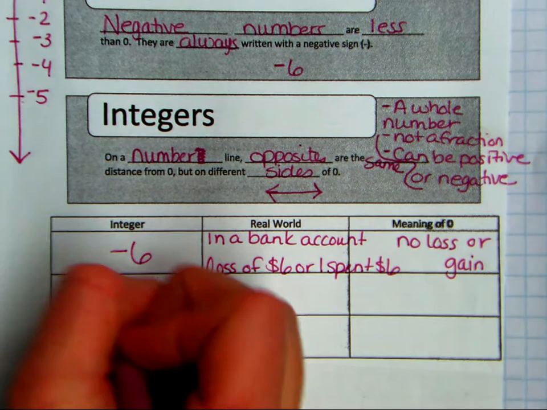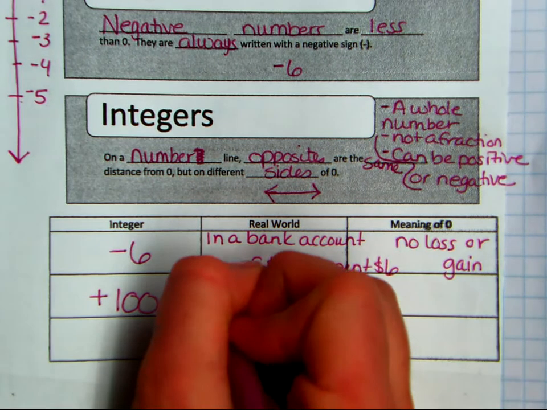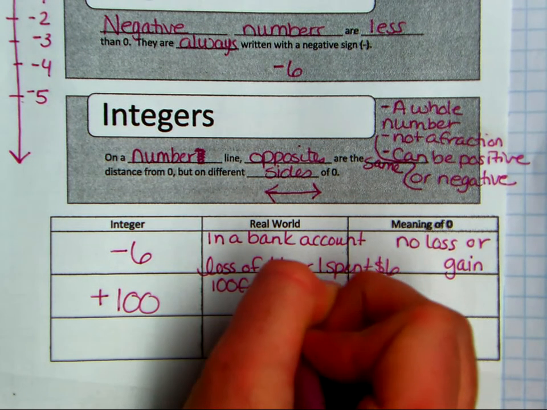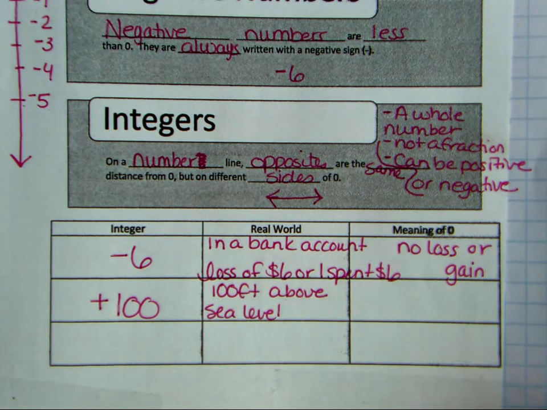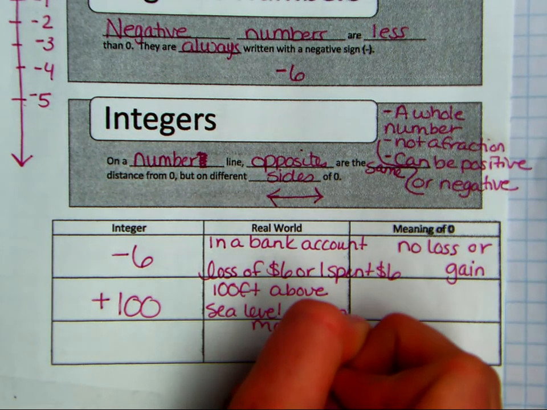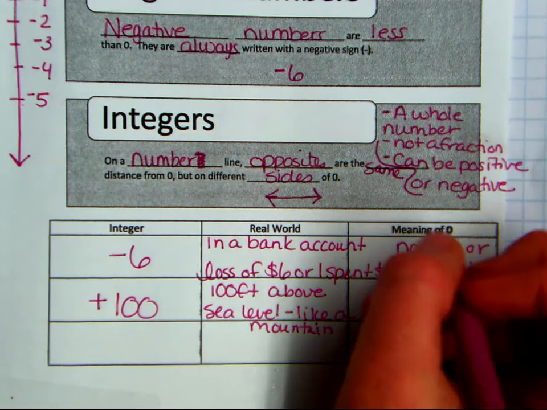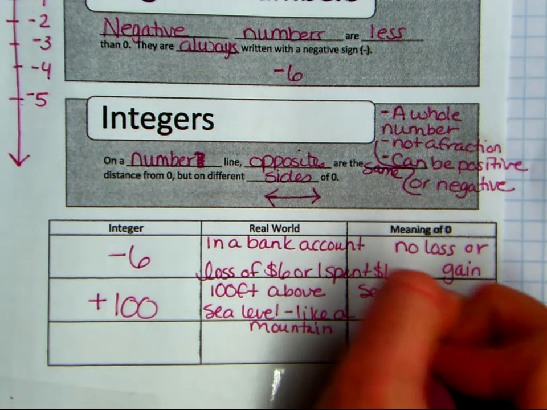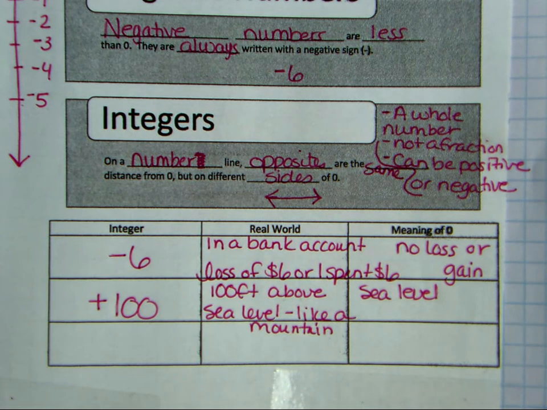How about this one? If we had plus 100 or positive 100. This could be like 100 feet above sea level. So think of a hill or a mountain. You always hear that you're this far above sea level. Well, that's how many feet in the positive you are. Now, if you were a scuba diver going underneath the water, you would be in a negative, where you're going down below sea level. And in this case, the meaning of 0 would be sea level. It's where the ocean meets the beach. It's sea level.